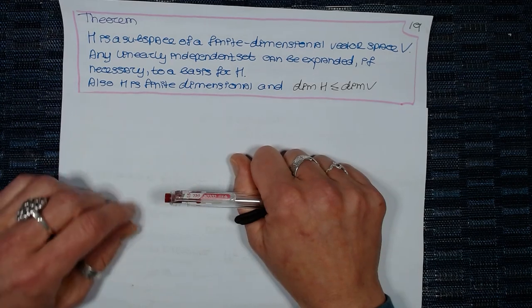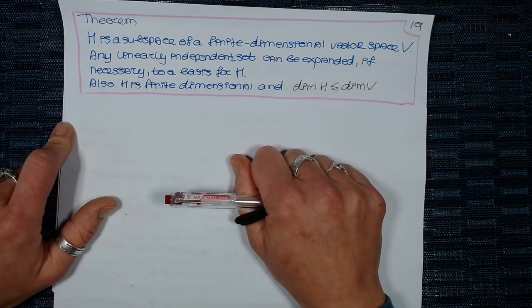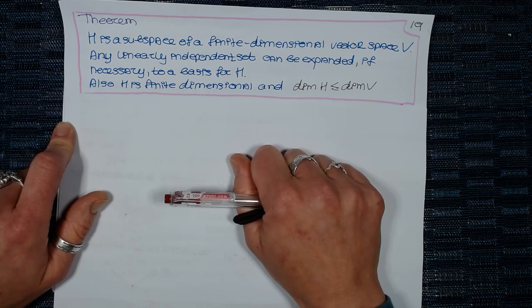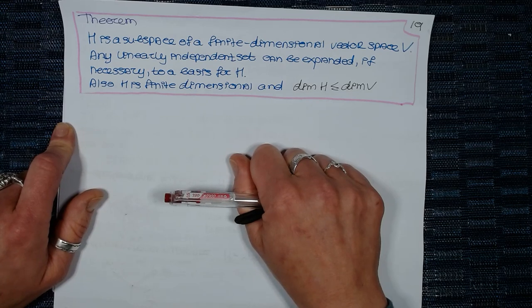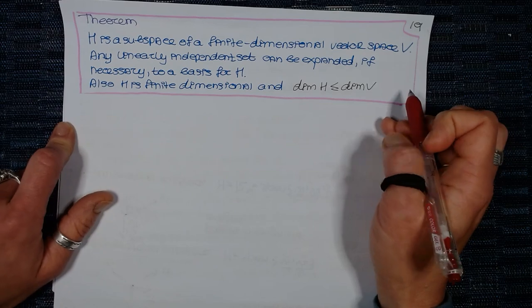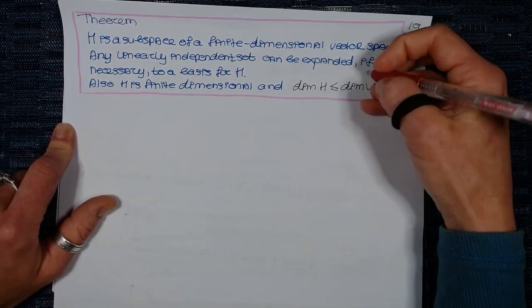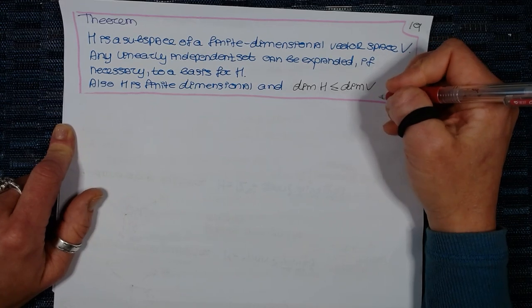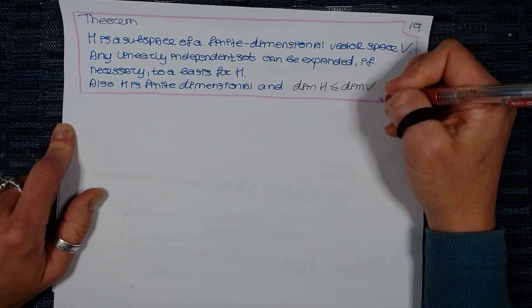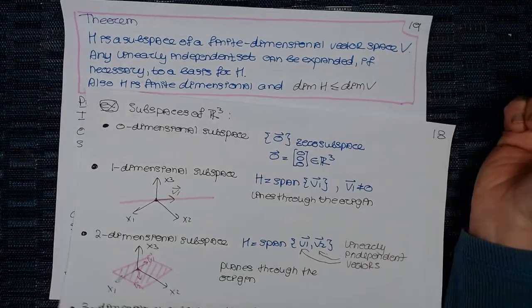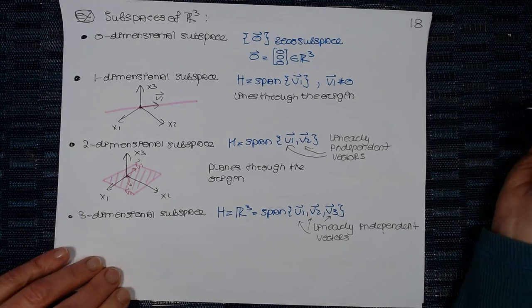So if H is a subspace of a finite dimensional vector space V, any linearly independent set can be expanded if necessary to a basis of H. Also, H is finite dimensional and dimension of H is less than or equal to dimension V. The last statement is pretty obvious, right? A subspace of a finite dimensional vector space should also be finite dimensional with smaller dimension, like we saw in this example.